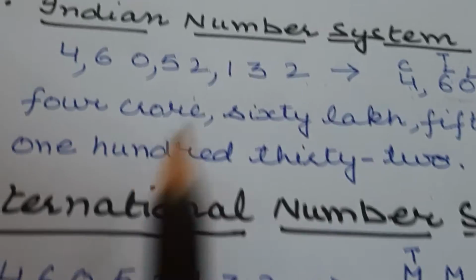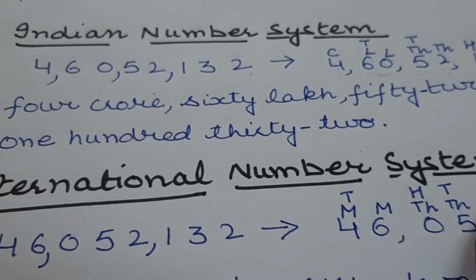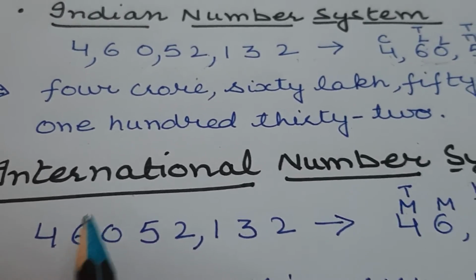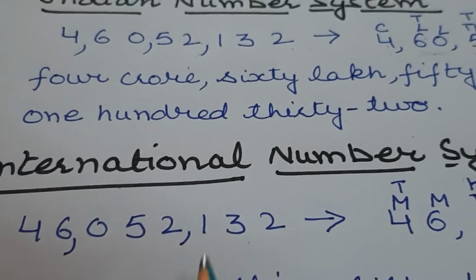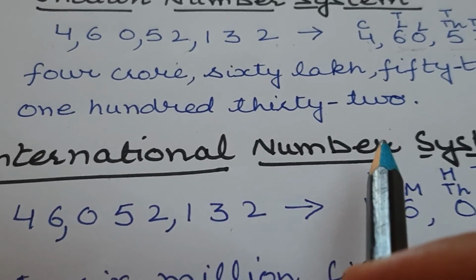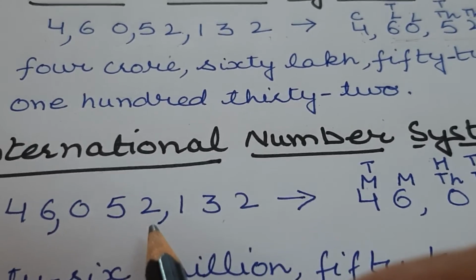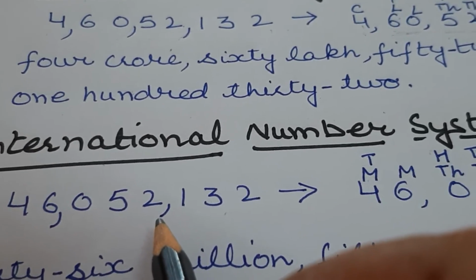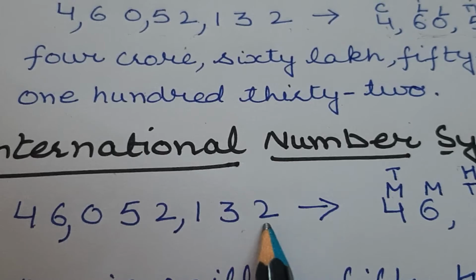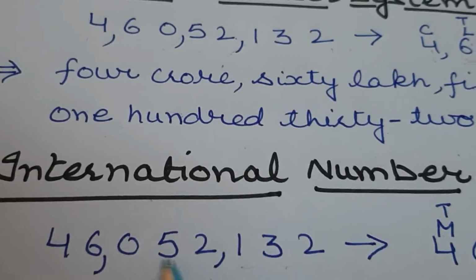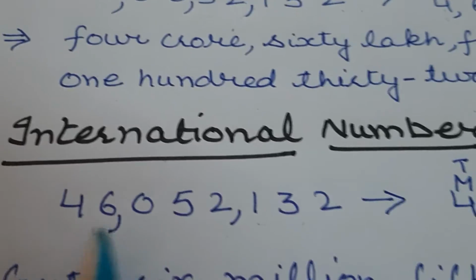Next, I am going to write the same number according to the international number system. We will follow the same steps. First we write the number and put the commas according to the periods. In the international system, if you remember, the comma is after every 3 digits. Every period consists of 3 digits. So first 3 digits, comma, then next 3 digits, comma. Now what is left behind? Only 2 digits.